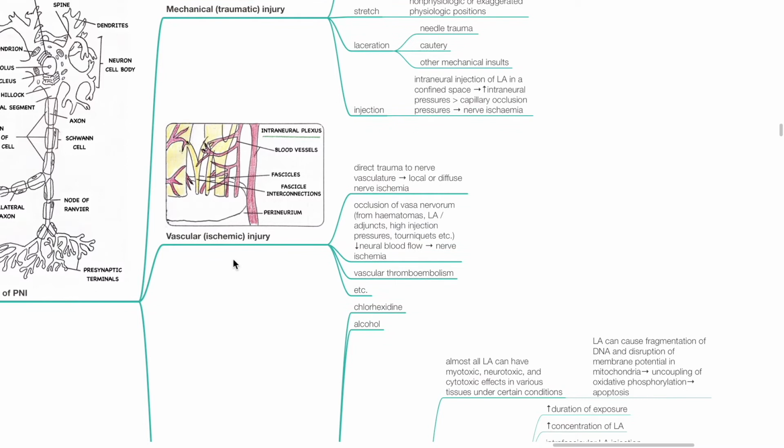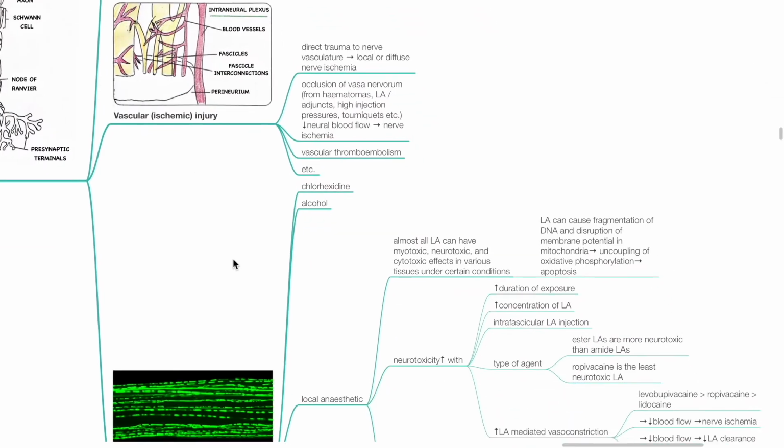Vascular or ischemic injury. Direct trauma to nerve vasculature may result in nerve ischemia. Occlusion of the vasa nervorum, for example, by hematomas, LA, adrenaline or other adjuncts, high injection pressures, or tourniquets reduces neural blood flow and causes nerve ischemia. Vascular thromboembolism can also cause ischemic injury.